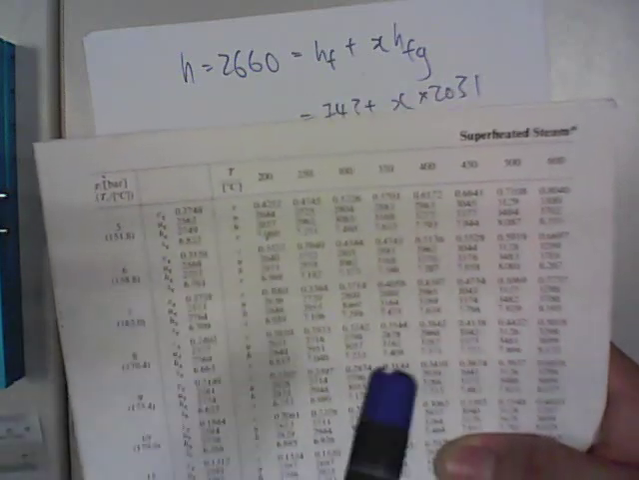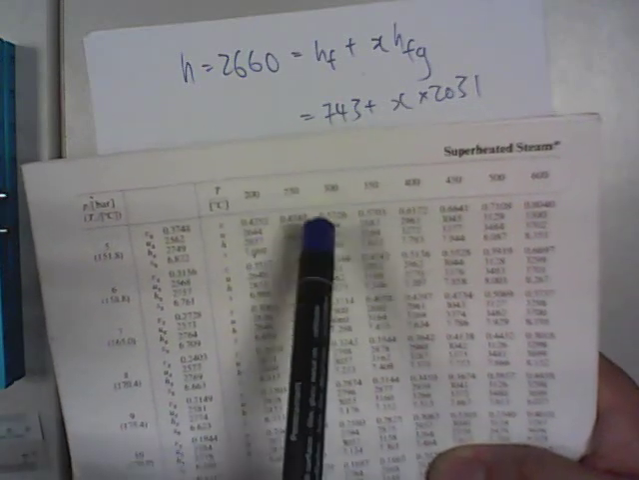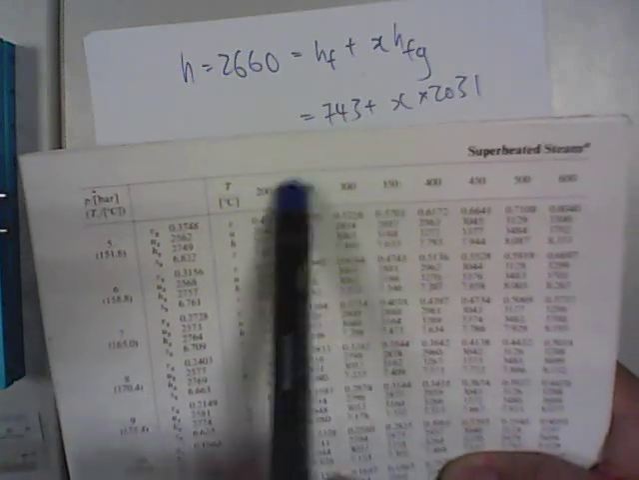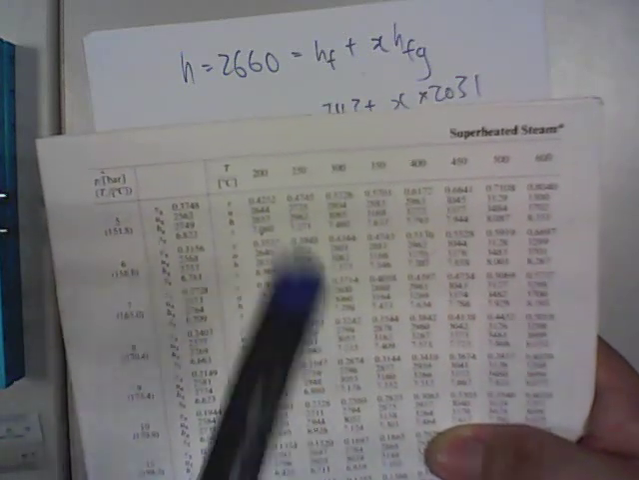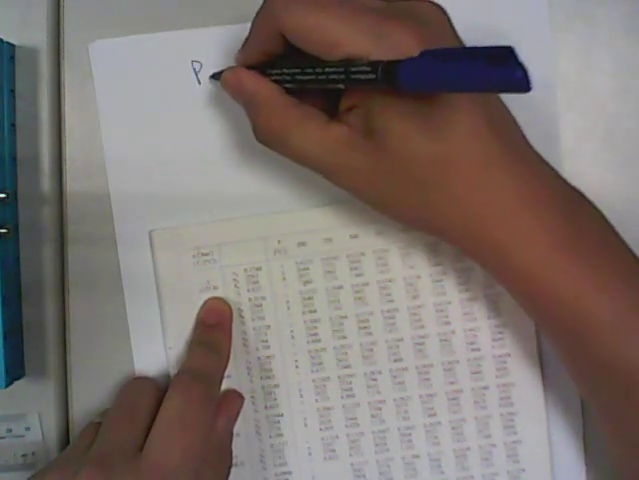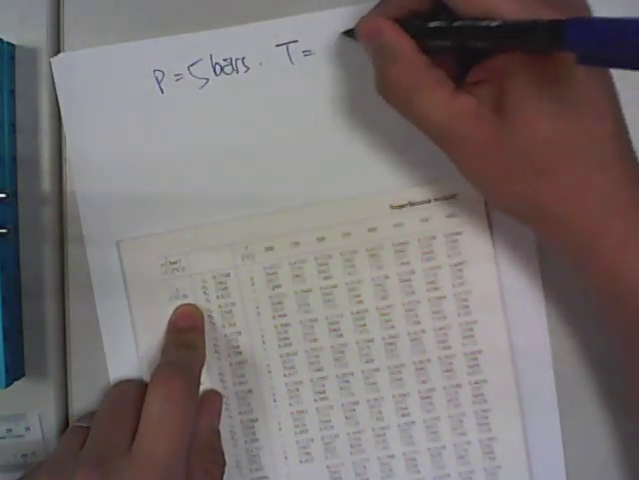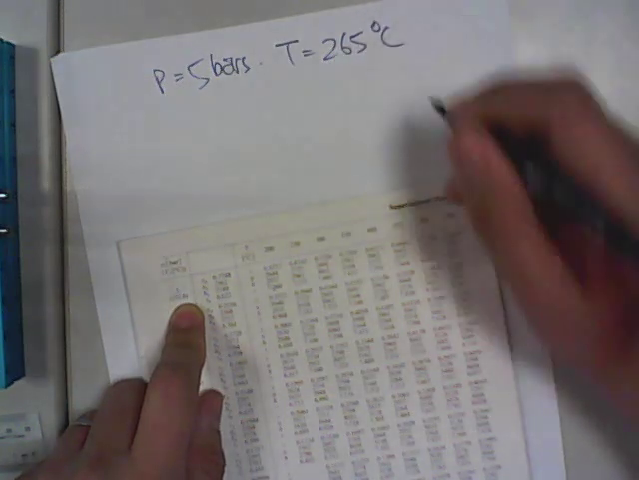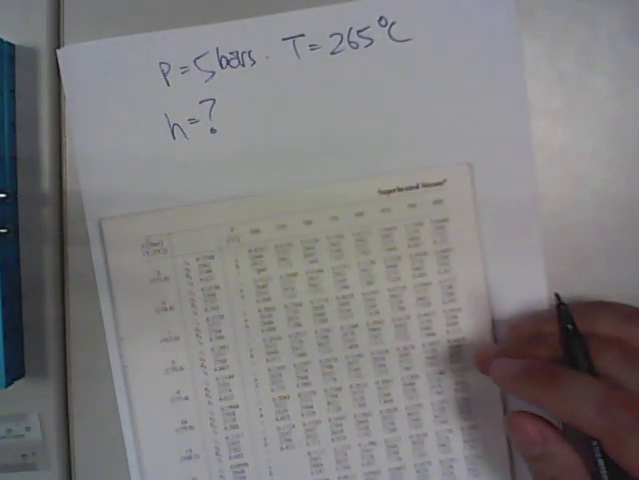But now the question is: what if I want to get a value that is somewhere in between? For example, I want 5 bar, but I want 270 degrees Celsius. There is no value here. So what you need to do is to interpolate for the results, to approximate it. I'm just going to give you an example first. Since we're at 5 bar, I'll just say that the pressure is 5 bar, and the temperature I'm looking at is 265 degrees Celsius. What is the enthalpy? That is the question.